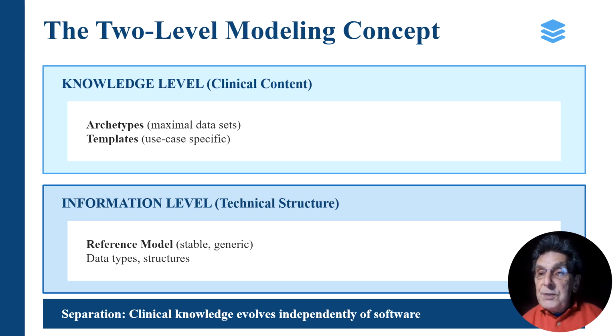So here's the key insight. Clinical knowledge can evolve independently of software. When clinicians decide they need to capture cuff size, they update the blood pressure archetype. Applications that use the archetype automatically get the new data element. No coding changes are required. The software just knows how to render and store archetype data. And this is a powerful idea even if you never implement an openEHR system.